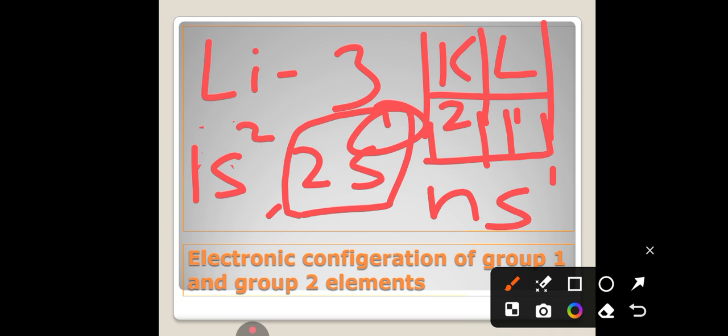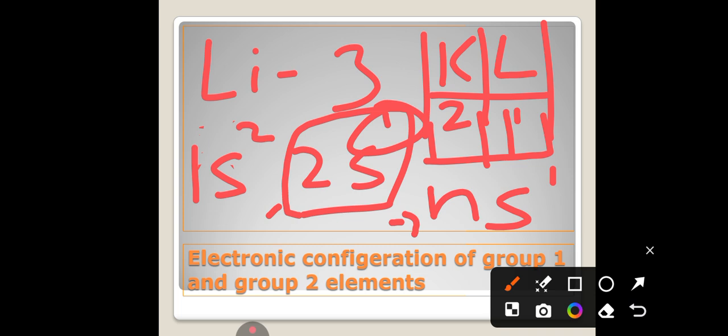So that's why group 1 gets the general formula ns1. ns1 becomes their outermost electronic configuration. Here, as I already told you, n refers to the principal quantum number, the shell in which it is present, and s is the orbital. Okay, so this is ns1.